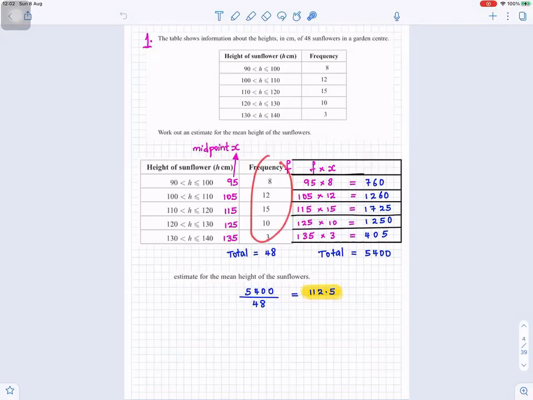You find the total frequency, which is 48. It's also given there at the top. Estimate for the mean height of the sunflowers is a big number divided by the small number. 5,400 divided by 48. It gives you 112.5.